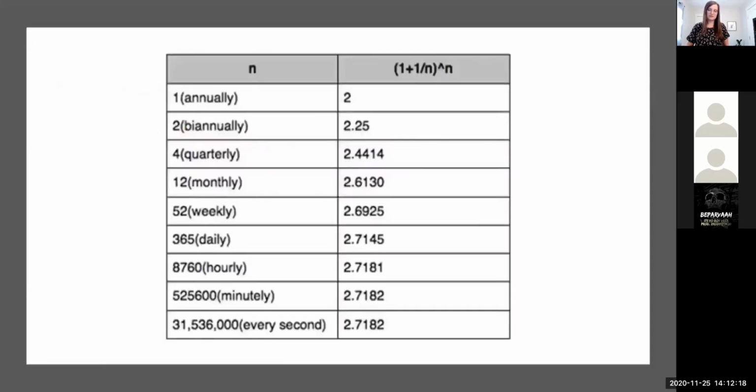And so here's a table of values of if this times 100% was annually, biannually, quarterly, monthly, millisecond. Look at what happens to this number as you start doing every second and then later on. As you keep going with increasing n, this number approaches a number that's called E. And E is a very important number in math. It's kind of like pi, but E represents the natural growth rate.